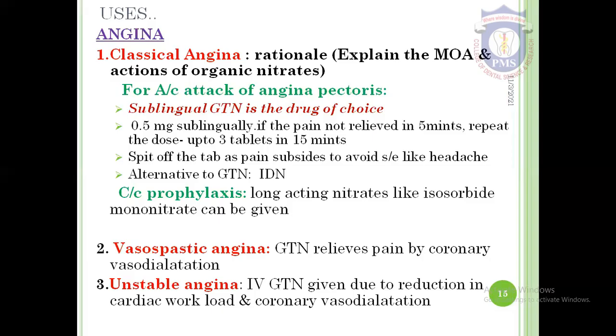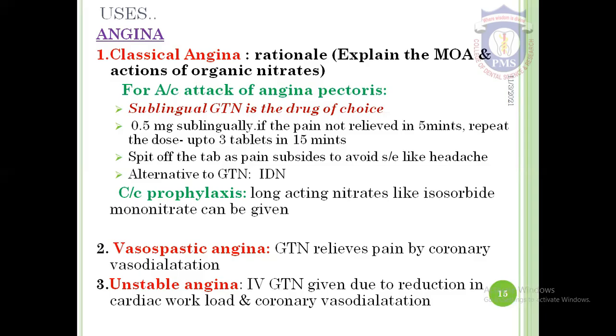For an acute attack of angina pectoris, we use sublingual glycerol trinitrate. It's the first line agent for an acute attack of angina. We give 0.5 milligrams sublingually. If the pain is not relieved in 5 minutes, we can repeat the dosage up to 3 tablets in 15 minutes. Then we advise the patient to spit out the tablet as pain subsides to avoid side effects like headache.